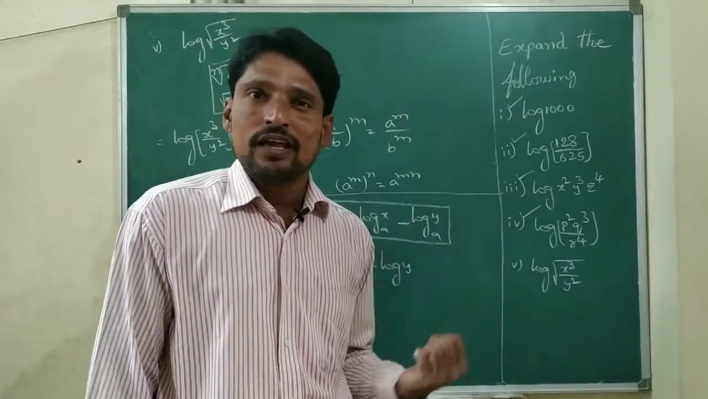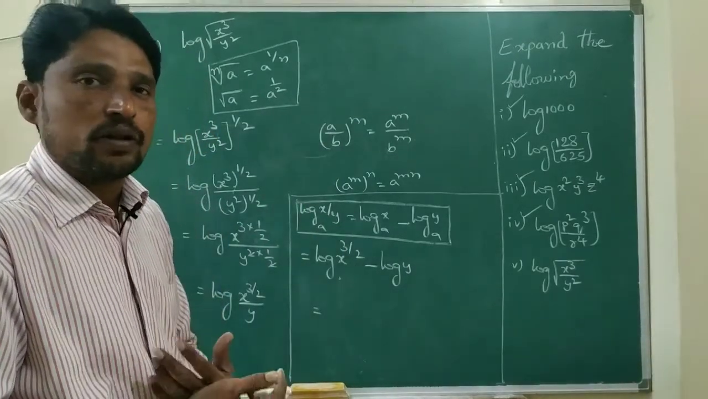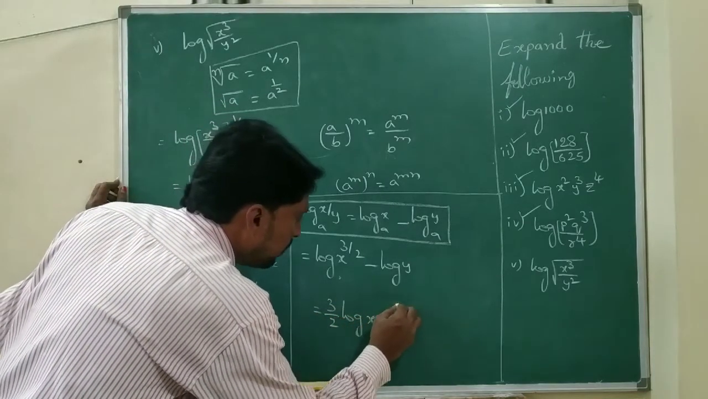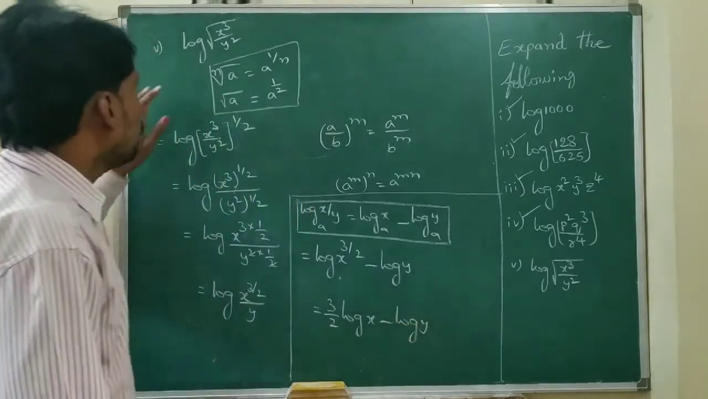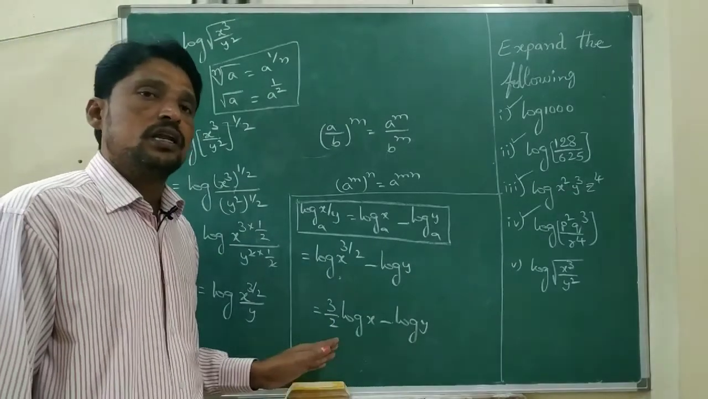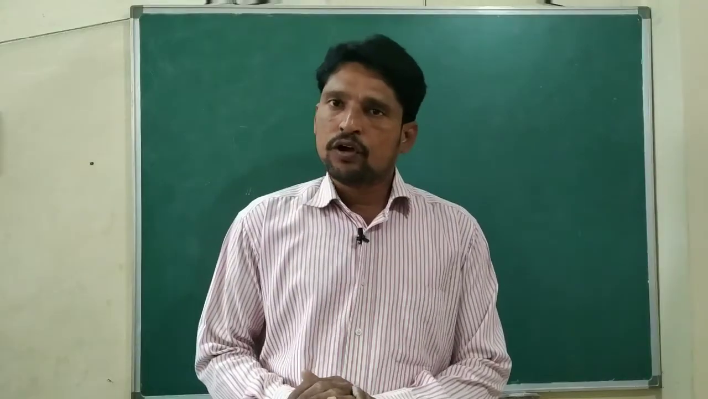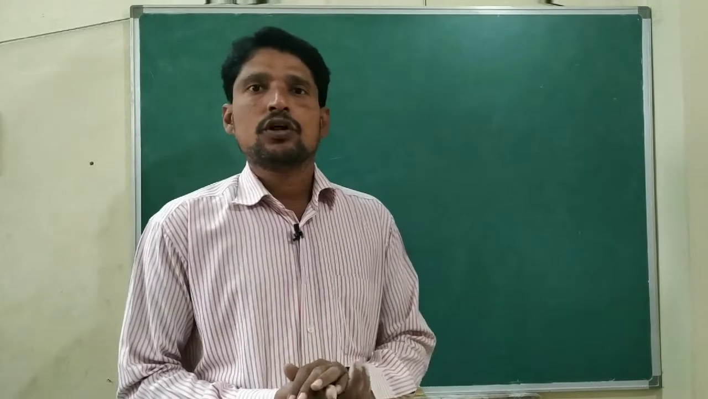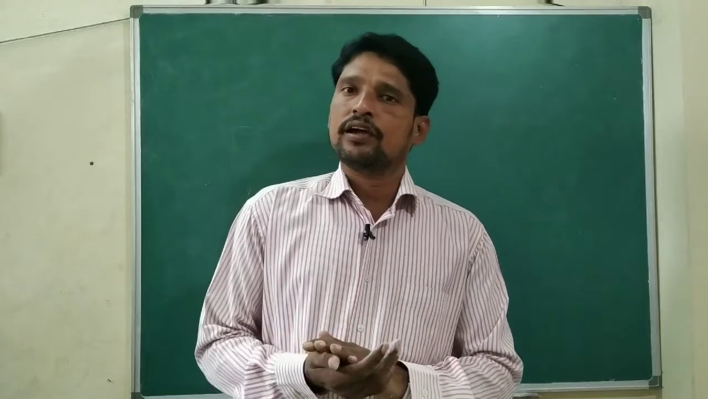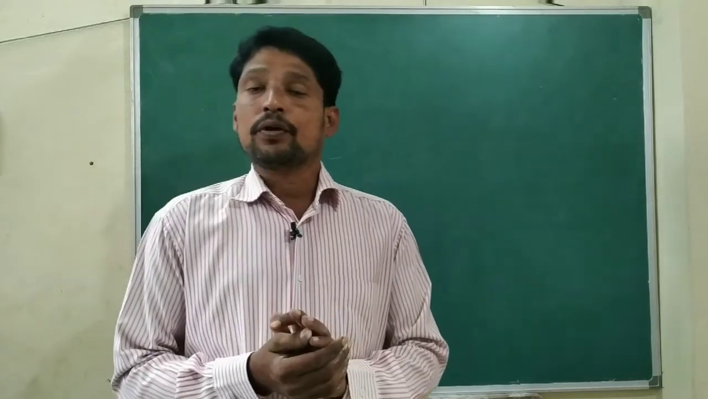For the first one, log x power 3 by 2, can we use the power rule here or not? Log x power m, what is the formula? m log x, so 3 by 2 log x minus log y. So log under root x cube by y square equals 3 by 2 log x minus log y. If you have any clarification on this topic, do comment in the comment box. We have seen how to expand logarithms by using the power rule, quotient rule and product rule.